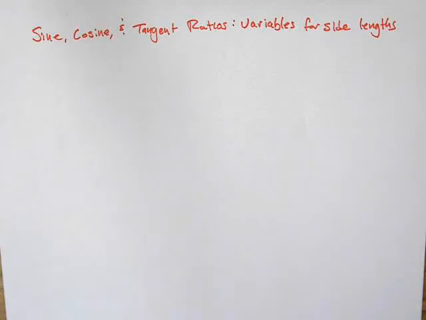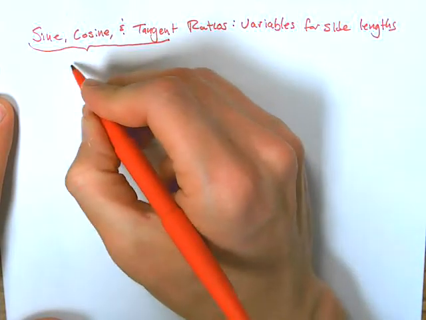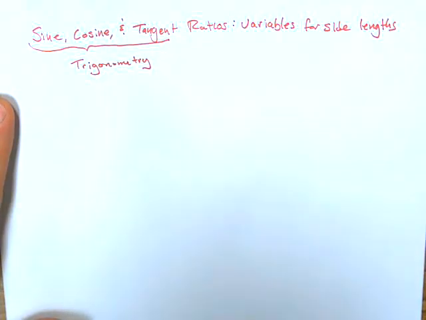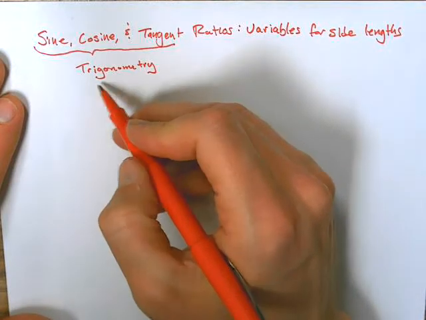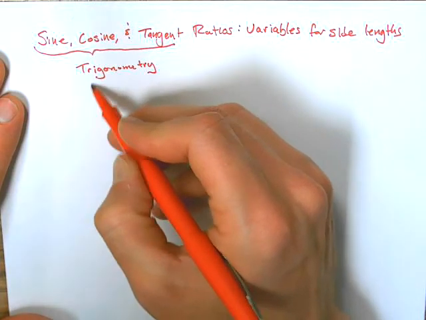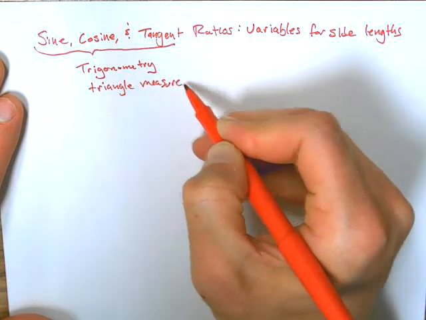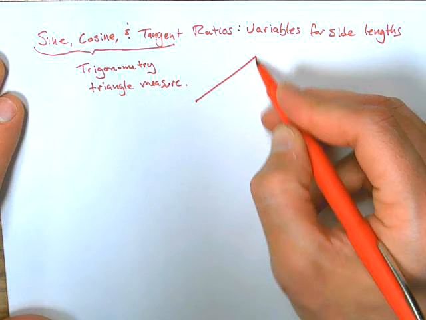Okay, here in this video we're going to look at the sine, cosine, and tangent ratios, variables for side lengths. So when we start looking at the sine, cosine, and tangent ratios, we're really doing some trigonometry. And so, in this class, you're just really getting into the introduction of trig. So trigonometry really translates to triangle measure, which when we talk about triangles here for trig, we're referring to right triangles.